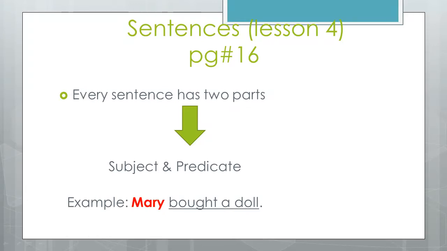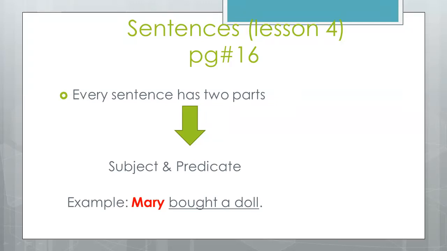Who is doer of action in this sentence? The action is buying a doll. Who is the doer? Mary. Yes, Mary is subject. You can see on your screen. Mary is highlighted in red color. Mary is subject and rest of the sentence is predicate.